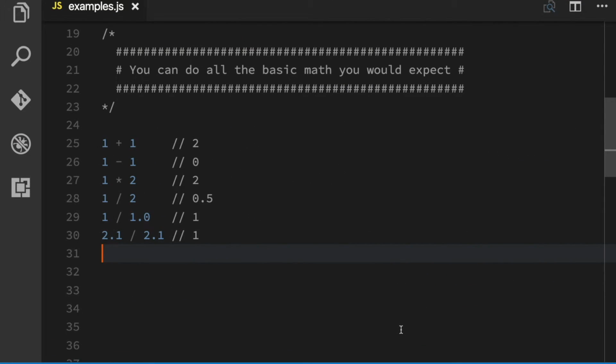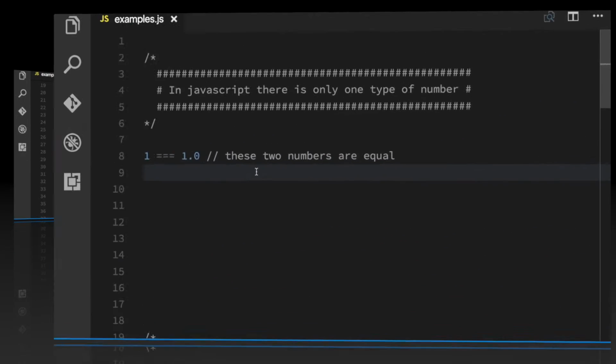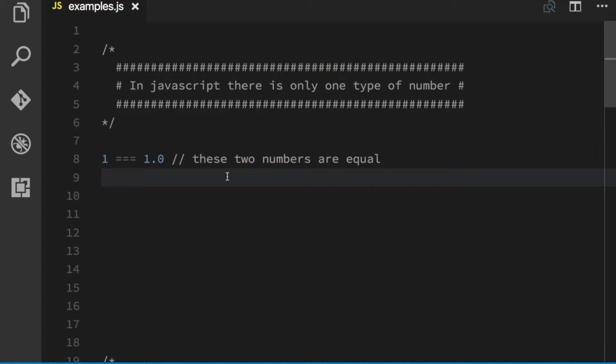As you would expect, JavaScript has all the basic math operators, so you have addition, subtraction, multiplication, and division. So in JavaScript you have numbers like you would expect to have in any programming language, and for the most part they work the exact same way. However, there is one key difference that you need to be aware of, and that is that in JavaScript writing 1 is the exact same thing as writing 1.0.